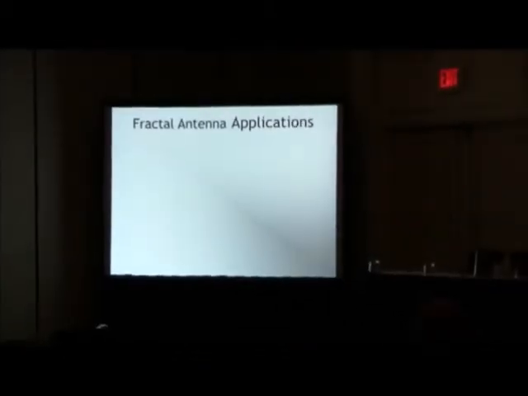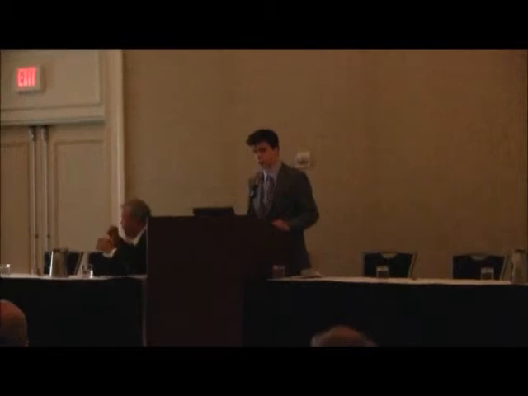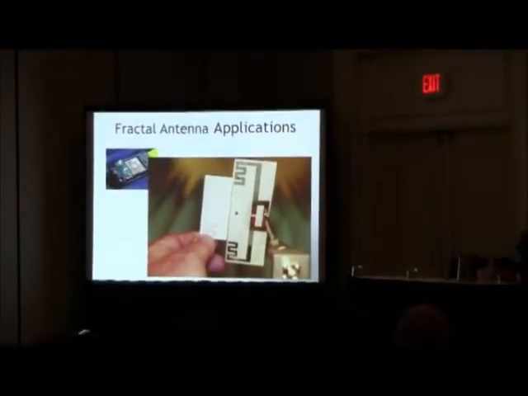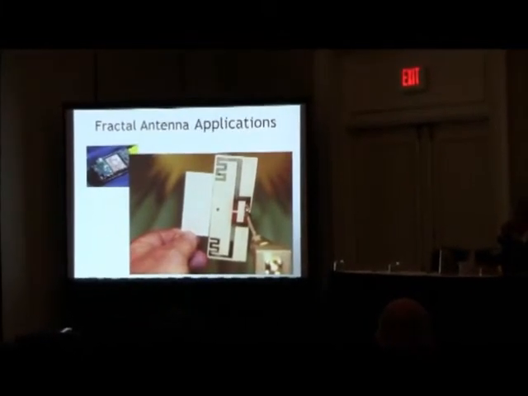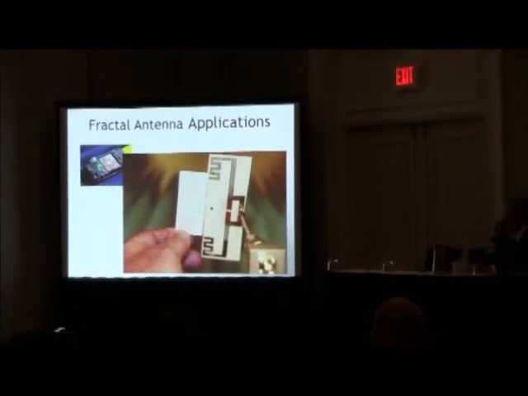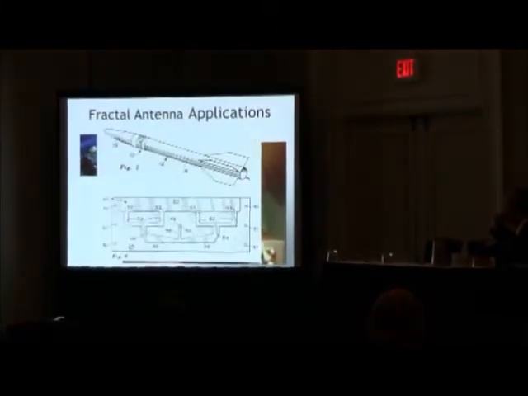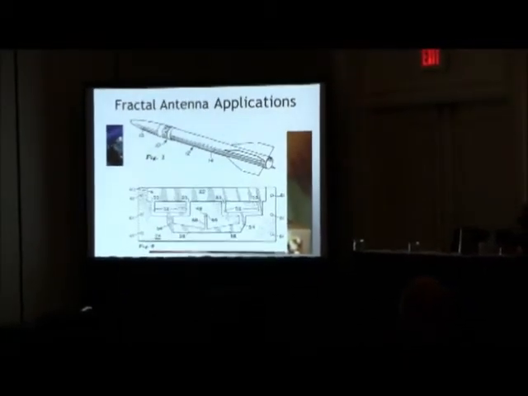Today, fractal antennas have been used and are still used in a wide variety of applications. They've been used in ham radio antennas, cell phones, radio frequency identification, and you can see on the left the size reduction of the fractal antenna compared to the design on the right. And fractal antennas have even been used in missiles. But don't get any ideas.